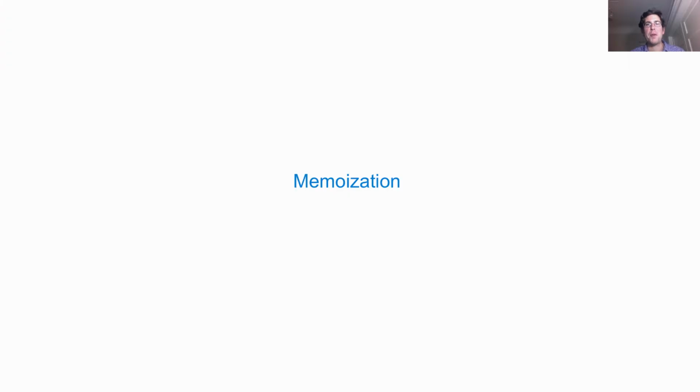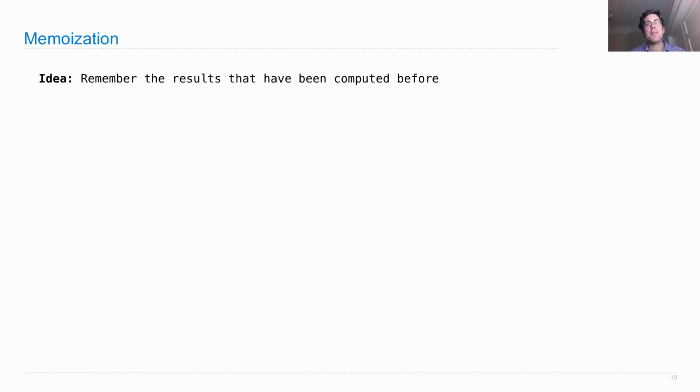We just saw our program get slow. Let's make it fast with memoization. Memoization is a simple idea that can have a huge impact on the running time of a program. Memoization means remembering the results that have been computed before by a function.